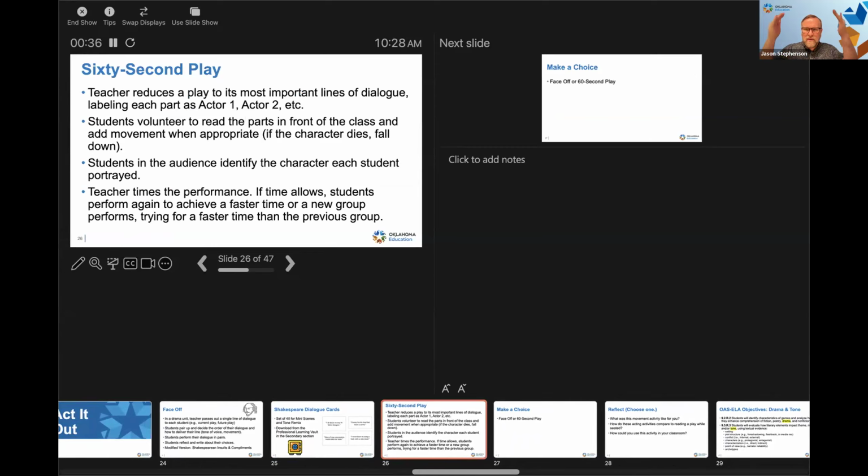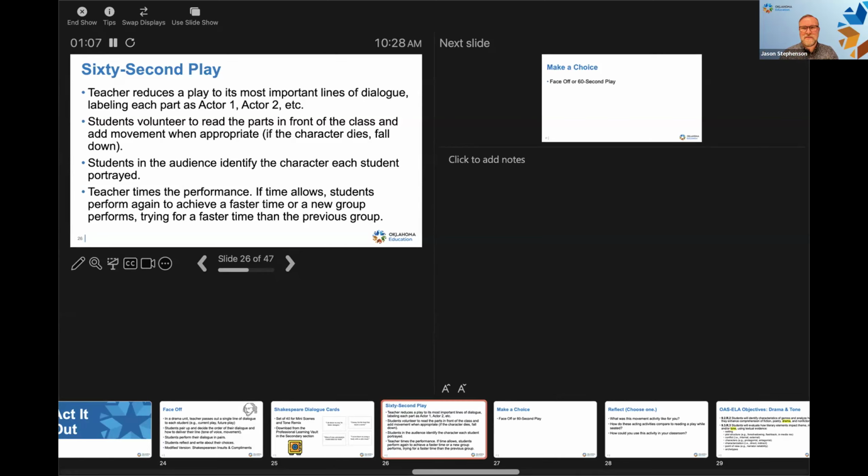Once that one pager of a play was created, the lines of dialogue were listed only as actor 1, actor 2, actor 3. The character names were removed. Then you find volunteers from your class to read those different parts. They read them in front of the class, in a row, and as they read their lines, you task them with adding movement when appropriate.